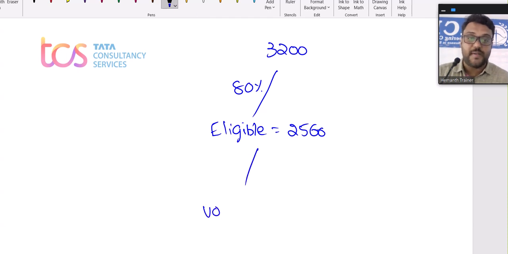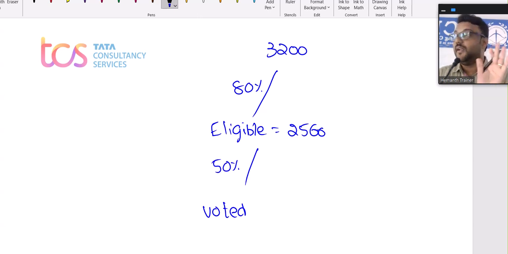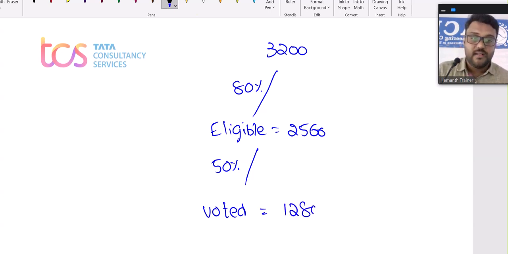Now, voted is how much? 50%. It's not 50% of 3200. 50% of eligible people only will go for voting, right? Among the eligible, 50% only voted, which means 1280.